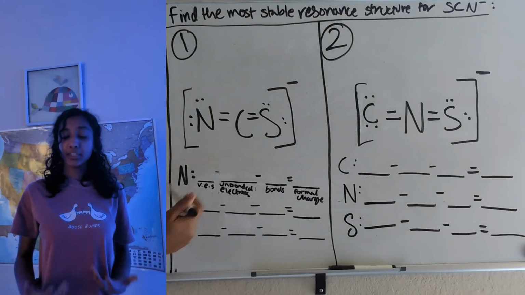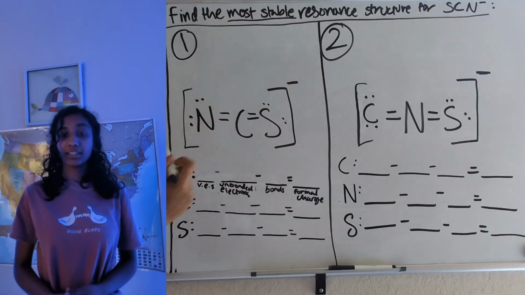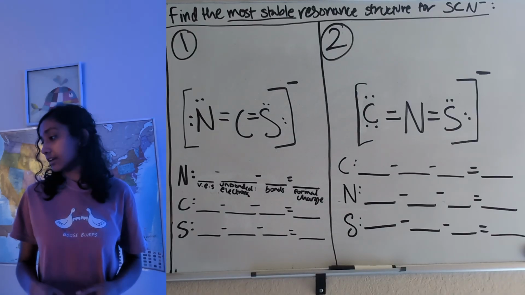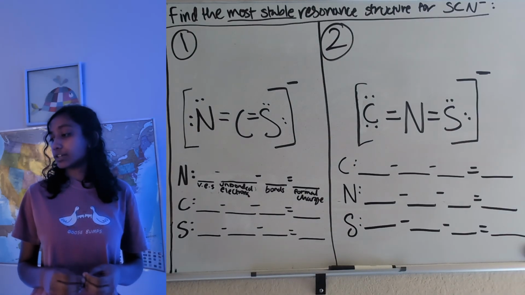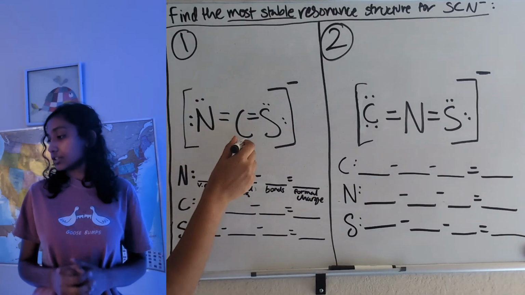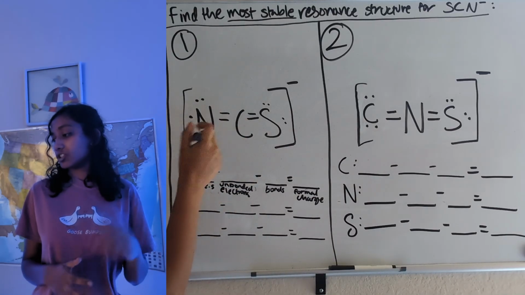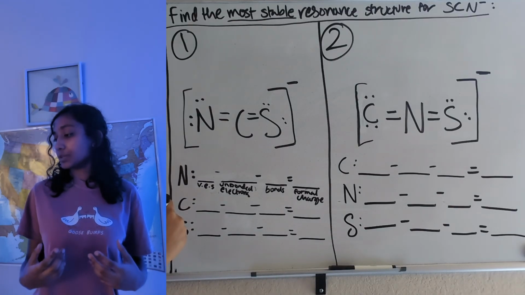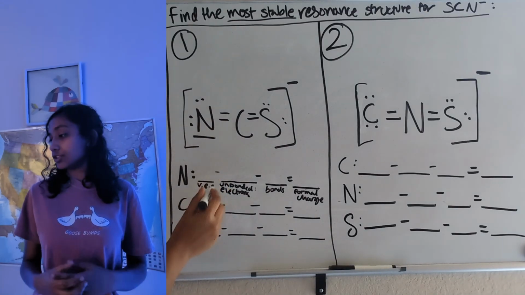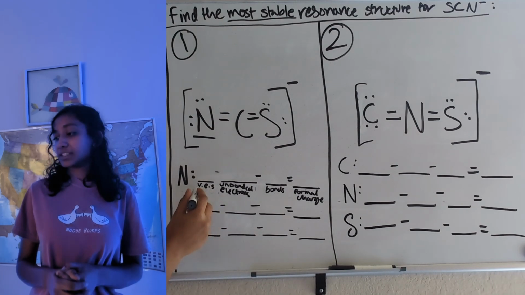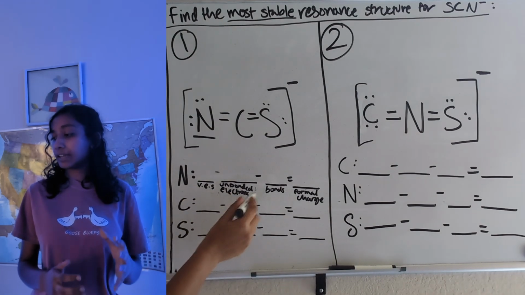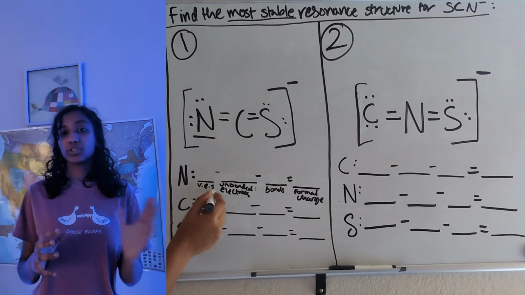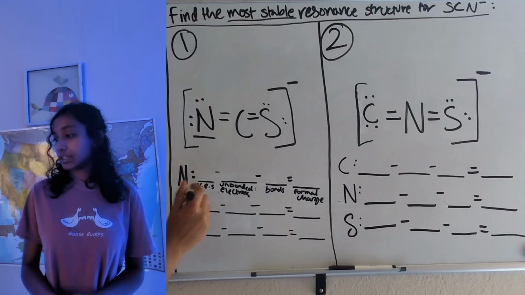For example, this problem asks us to find the most stable resonance structure for SCN, aka thiocyanate. And we've got 2 resonance structures over here. In this structure, carbon is in the center and sulfur and nitrogen are bonded to it. Let's find the formal charge for each of these atoms, starting with nitrogen. We find the formal charge by subtracting the number of unbonded electrons and the number of bonds the atom has from the atom's total number of valence electrons.